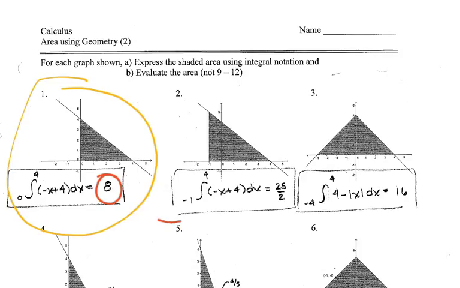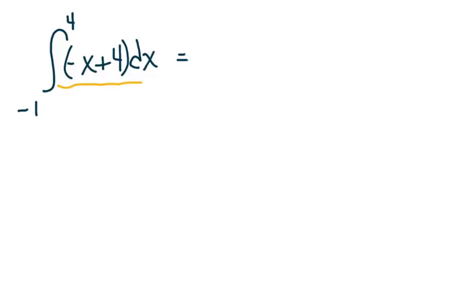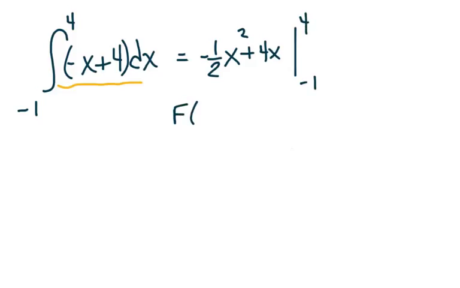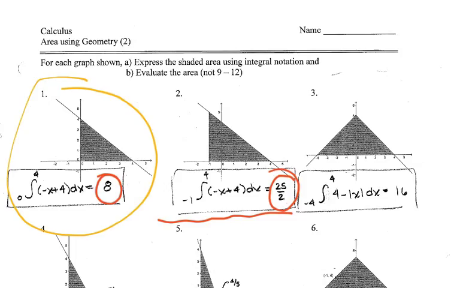Now let's focus on this problem next. Same expression, except our lower bound is negative 1. Let's watch what happens. Negative 1/2 x squared plus 4x from negative 1 to 4. Let's plug in 4 again. We would get negative 1/2 times 16, or negative 8, plus 16, which is 8. All right? Now let's look at what the answer is. The answer is 25 halves.